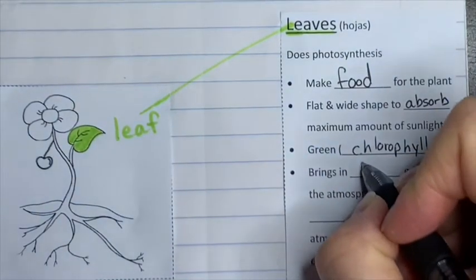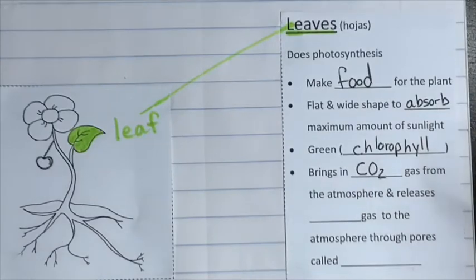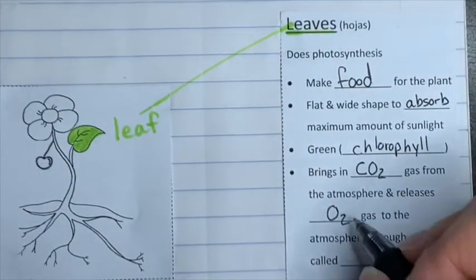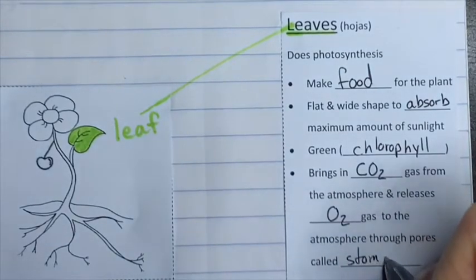The leaves bring in the carbon dioxide gas from the atmosphere and release the oxygen gas to the atmosphere through pores that are called stomata.